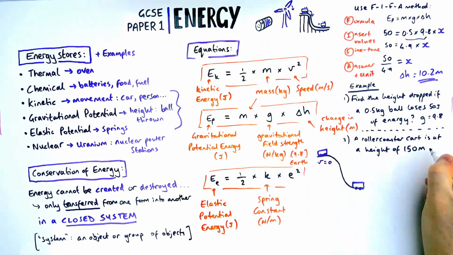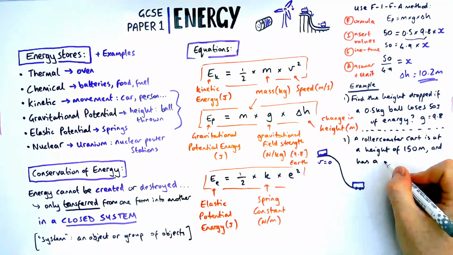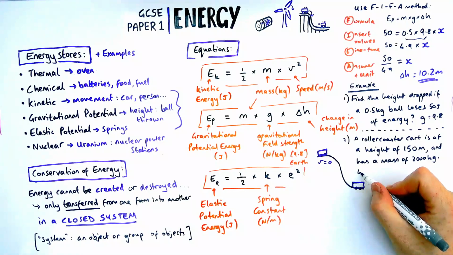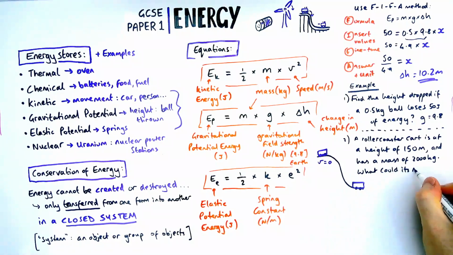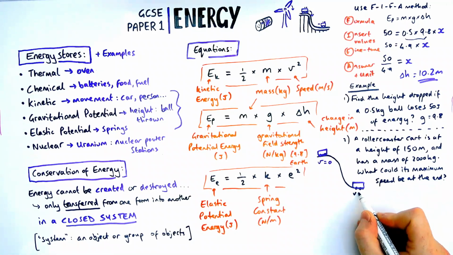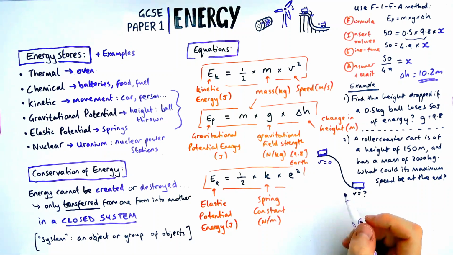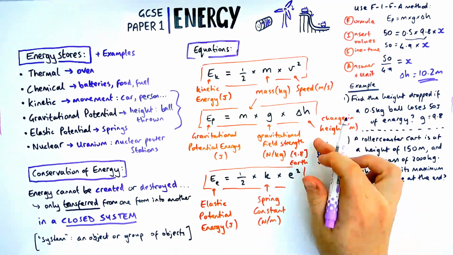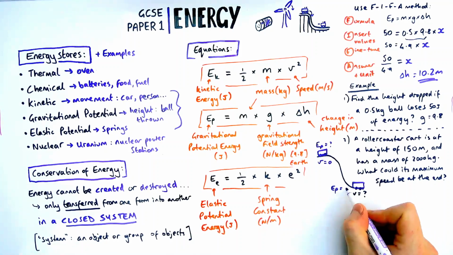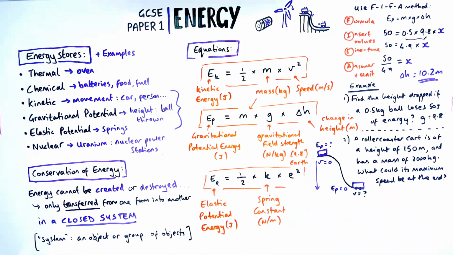Our second example is a little bit trickier. This is an example of a multi-step equation, which I'll link a whole video I've done on these type of questions in the video at the top right. So this question says a roller coaster car is at a height of 150 meters, has a mass of 2,000 kilograms. What can its maximum speed be at the end? Now at the top, the roller coaster is going to have a velocity of 0, so it's stationary. It's going to have a lot of gravitational potential energy. But to work out its speed, we need to make a little assumption here, which is that all of its potential energy gets converted into kinetic energy. Obviously that wouldn't happen in real life, there'd be energy lost. We'll talk about that a bit later.